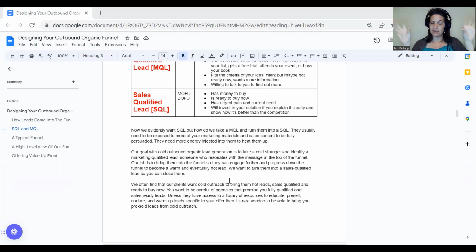We want to identify them as a marketing qualified lead, so get them to resonate with our outreach message. We want to get them in the top of the funnel, and then we want to move them down the funnel so that they engage with enough of our sales content to become warm and then eventually to become hot. We want to turn them into a sales qualified lead, and then of course we want to close them into business, and we want to do that with as many possible leads as we can.